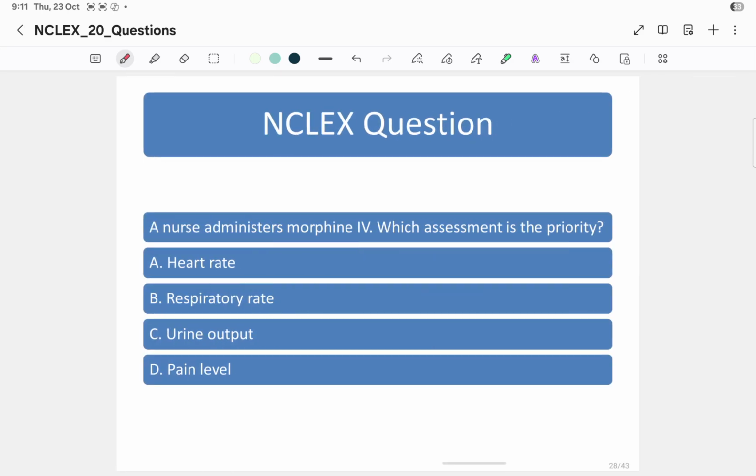A nurse administers morphine IV. Which assessment is the priority? A. Heart rate. B. Respiratory rate. C. Urine output. D. Pain level.